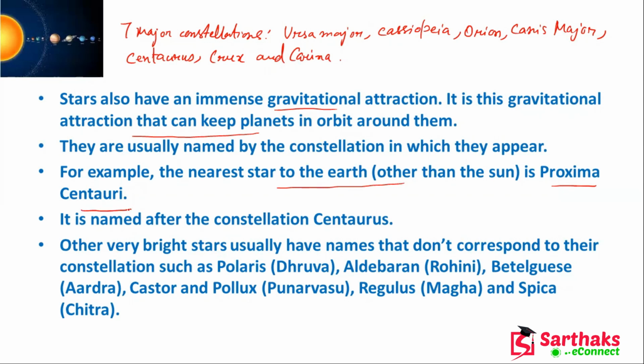Proxima Centauri, and it is named after the constellation Centaurus. And other very bright stars usually have names that don't correspond to their constellation, such as Polaris, Dhruva, Aldebaran, Rohini, Betelgeuse. I have told you mythological names also. So Rohini and Ardra, Castor and Pollux, that is the Punarvasu, Regulus, that is Magha, and Spica, that is Chitra. So there are different names.